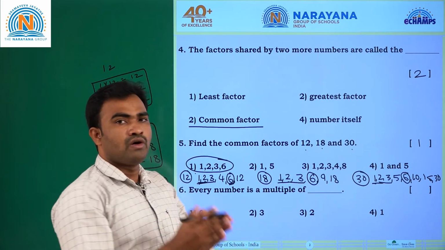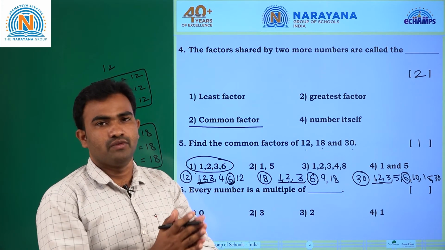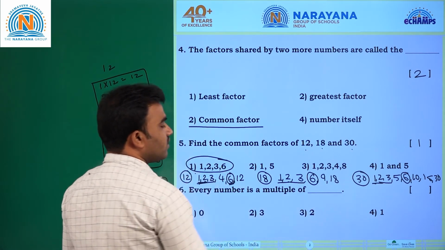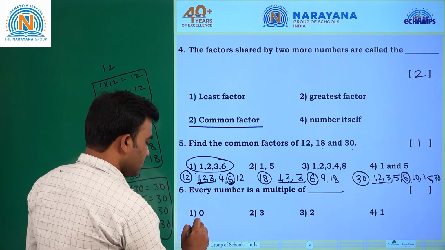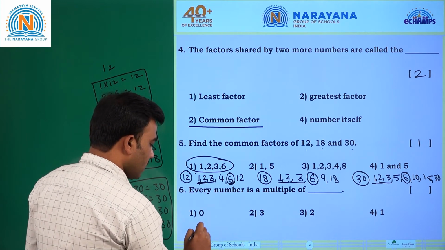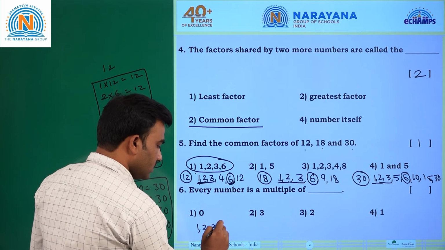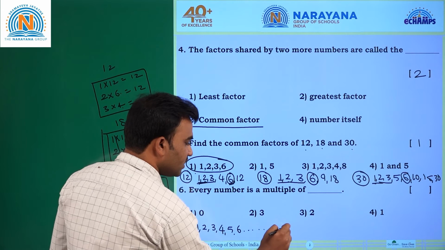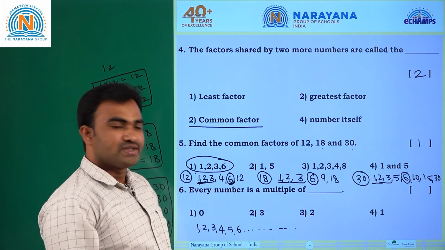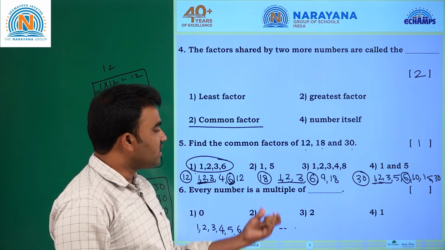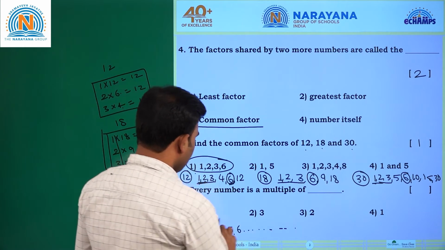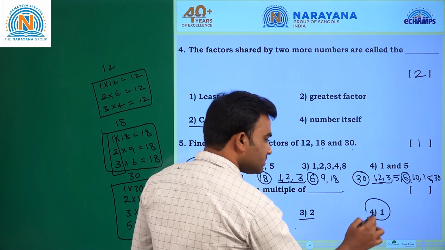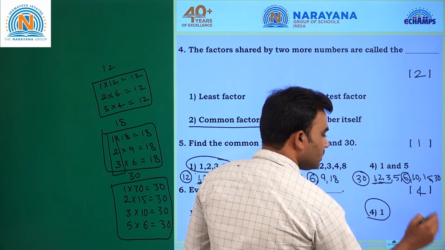You'll get all the multiples in 1. So, every number is a multiple of 1. Example, multiples of 1 are 1, 2, 3, 4, 5, 6 and so on. It will continue. So, every number is a multiple of 1. First option 0, second option 3, third option 2, fourth option 1. Option 4 is our answer.